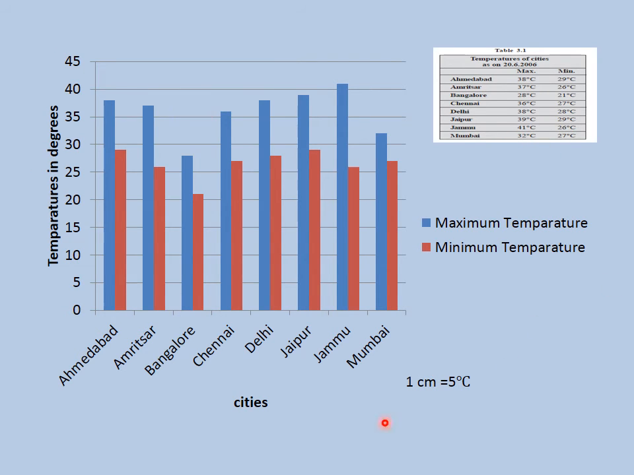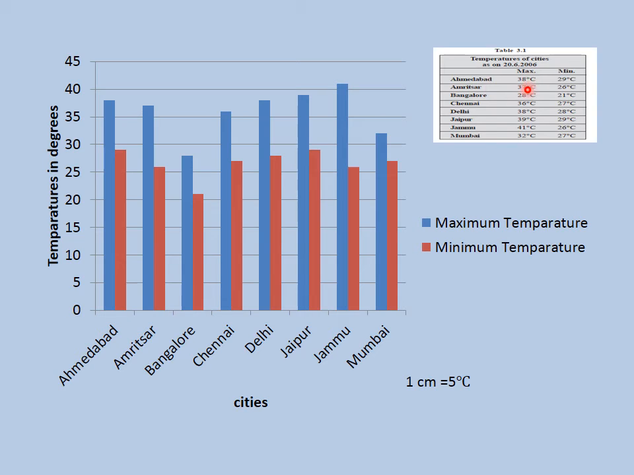Okay. Now how do you take the scale? Because we have 38, 37, 28, 36 and so on, you take the scale as 1 centimeter equals 5 degrees centigrade. Okay. Now let us see. For the bar diagram, for maximum you will have one color, blue, and for minimum you can take another color, red.